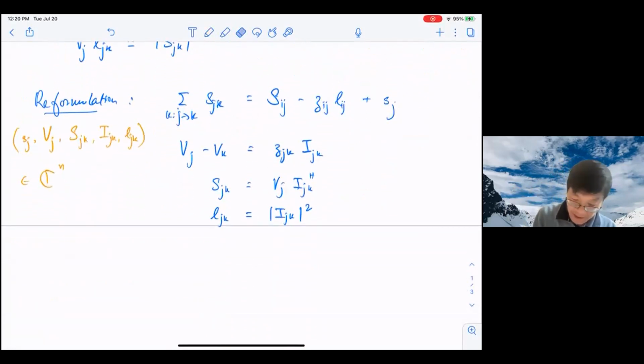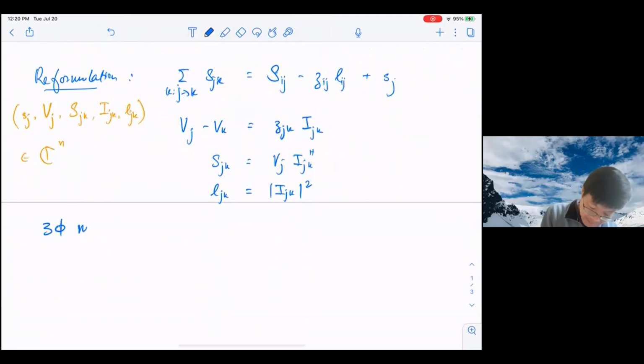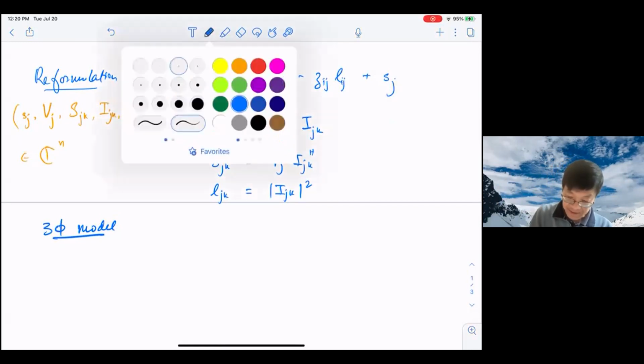So that's a reformulation. Now, when we generalize from single phase to three phase, we want to generalize this set of equations. In this set of equations, these two are linear, so it's relatively easy to think about them. These will be three-dimensional vectors, and Zjk is a 3x3 matrix that we saw earlier yesterday when we talked about three-phase models for the bus injection model. This is the same thing.